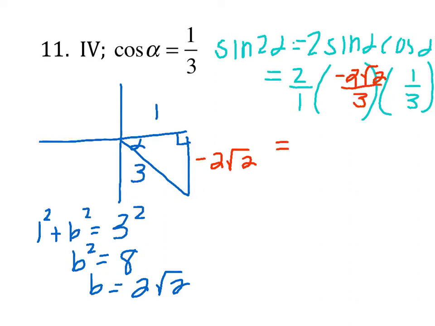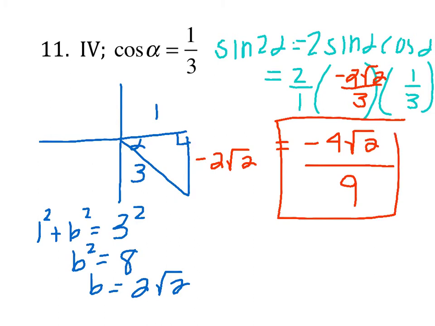I'm glad we're going through one with a radical because this can look scary when we're trying to multiply. But all I need to do is just multiply straight across, so I get negative 4 radical 2 over 9, and that's our final answer.